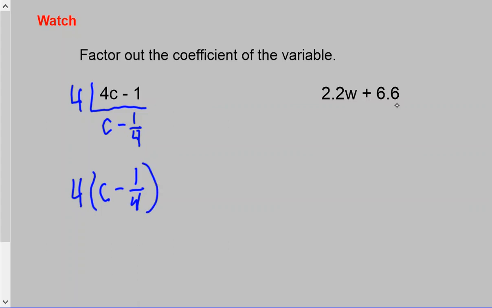Alright, this next one, we're going to factor out the 2.2 connected to the variable. So 2.2 is going to come out. 2.2w divided by 2.2 will leave us with just the w. And 6.6 divided by 2.2 would leave us with 3. So our factored expression here would be 2.2 times w plus 3.